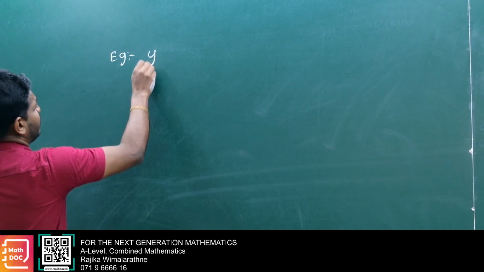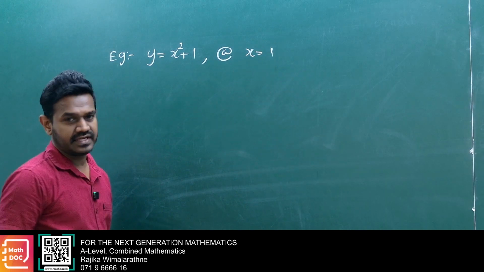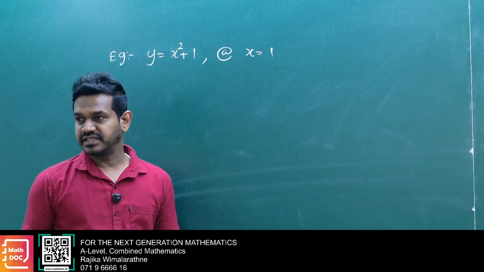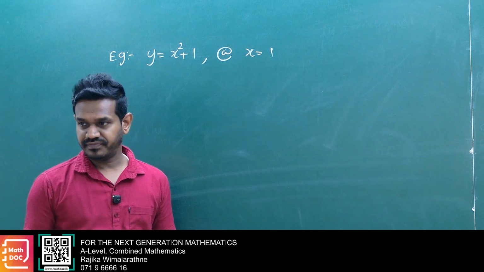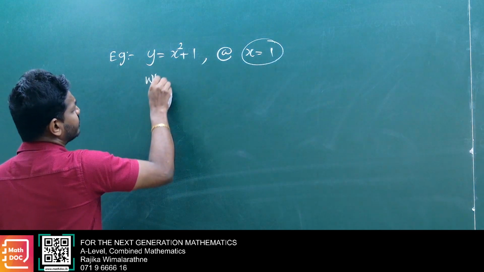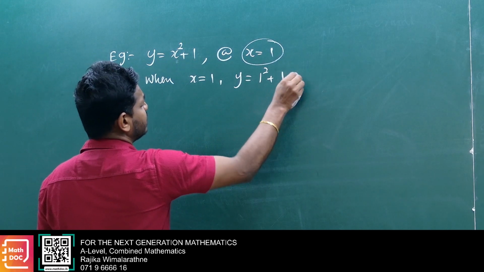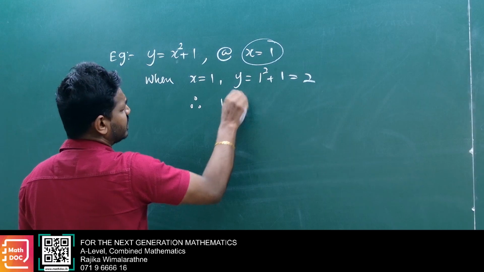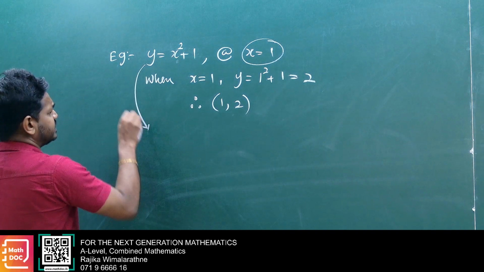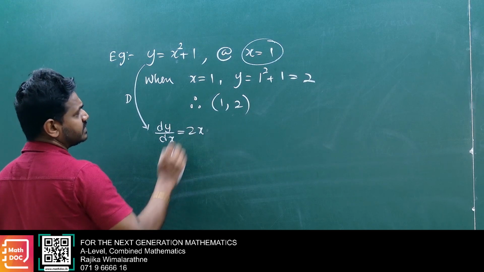Example, y equals x squared plus 1 at x equals 1. I'm going to find this. So the function is given, only the x coordinate is given. To find the equation of the tangent, we need the gradient and a full point, no? Both x and y coordinates are needed. Therefore here 1 is given. When x equals 1, y is 1 squared plus 1, 2. Therefore the corresponding coordinate is 1, 2. Now you differentiate this and find dy by dx.